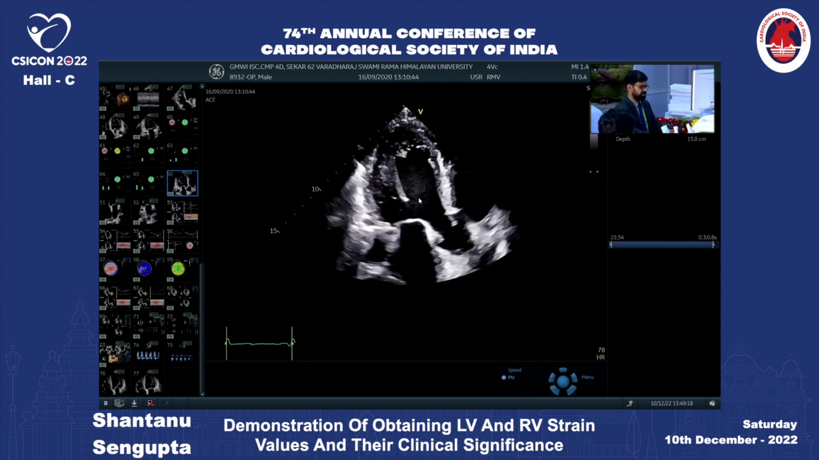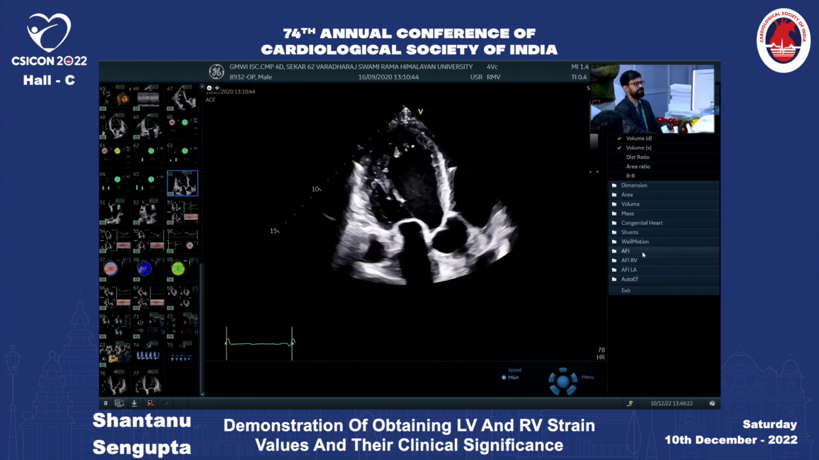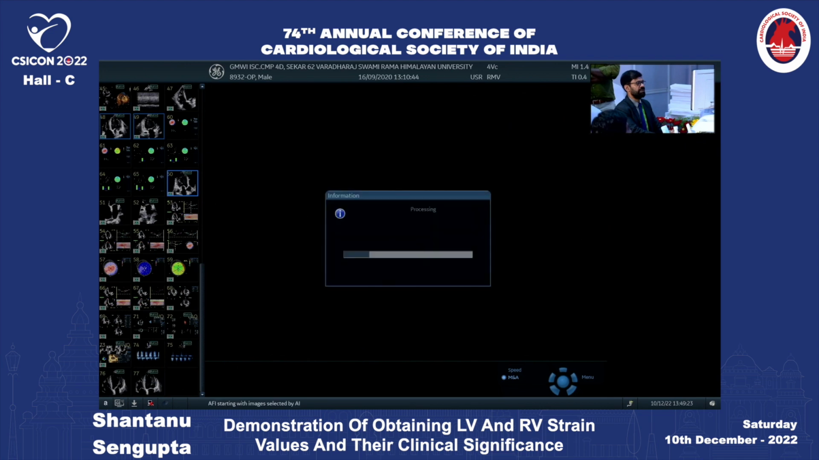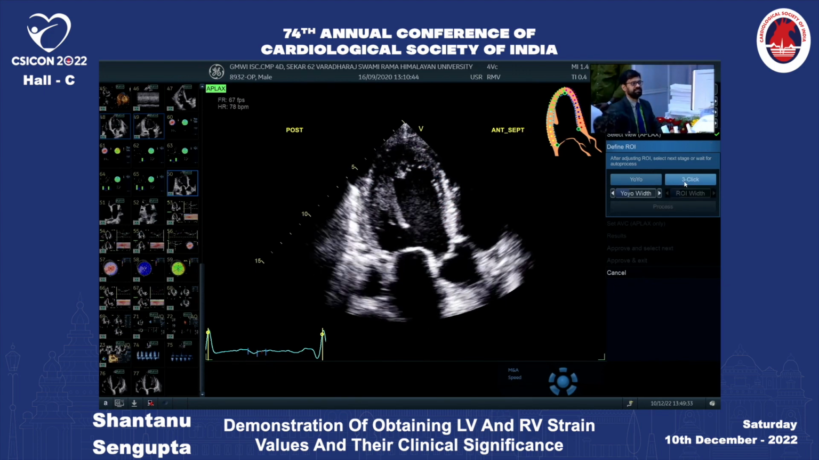So there is a software. We go to AFI, and I will go manually. Let's not have an automated thing, otherwise they will get confused. There is something called the three-click method. What it does is, we have to identify the structures. So this is the posterior basal.